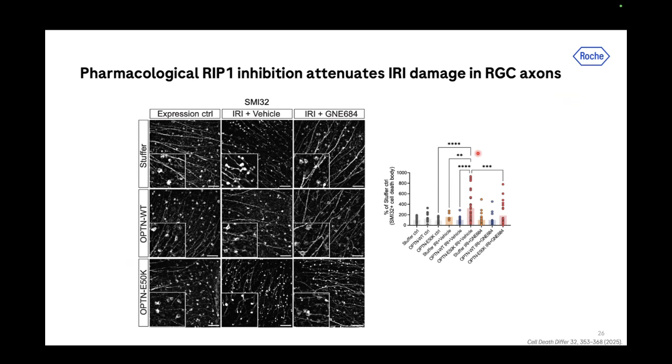Upon IRI injury, the E50K-expressing retina shows much more severe disruption in axonal morphology, as well as cell body shrinkage, compared to control and also compared to the OPTN wild type-expressing retina. When we treated with the RIP1 inhibitor together, axonal degeneration and cell death-associated morphology were significantly attenuated.